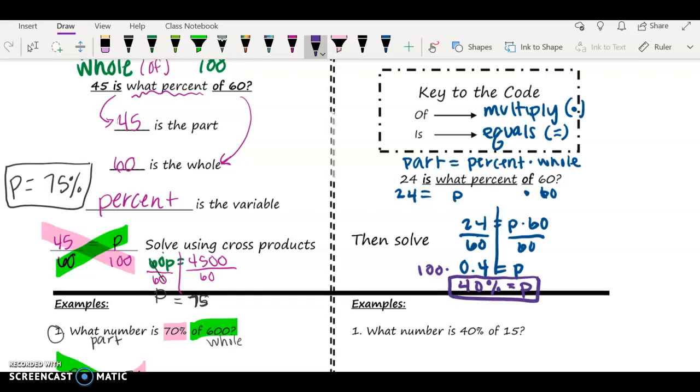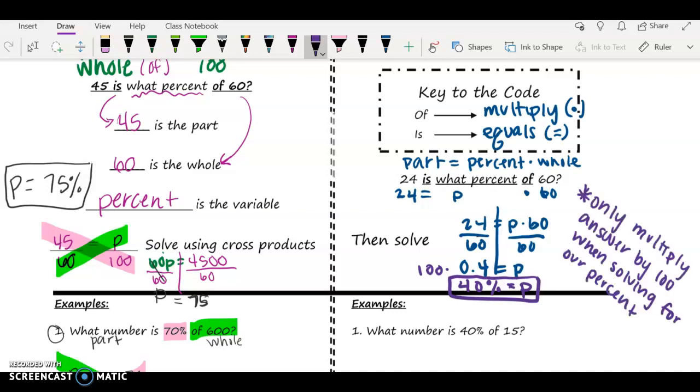We only multiply by 100 when we are solving for our percent. Every other time we are solving for a variable, whatever we get when we divide is our answer. But only when we have to find our percent do we multiply by 100. So I want you to take a moment and write this down, this little star, this little asterisk, just so that way you remember that only when we're looking for the percent do we multiply our answer by 100. If we're looking for the part or the whole, we do not multiply by 100.